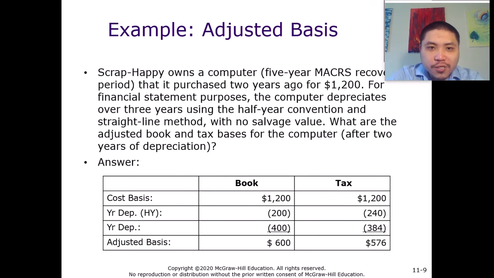So let's see. This company owns a computer, and the computer, as we know, has a 5-year MACRS recovery period. The company purchased the computer 2 years ago for $1,200, and for financial statement purposes, the computer depreciates over 3 years using the half-year convention and straight-line method with no salvage value. What are the adjusted book and tax basis for the computer? So let's ignore the book purpose for now, because what we want to focus on is the tax basis.